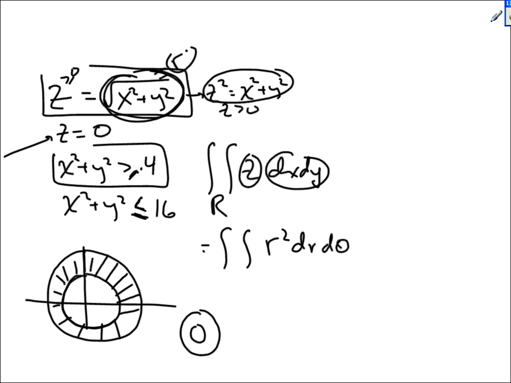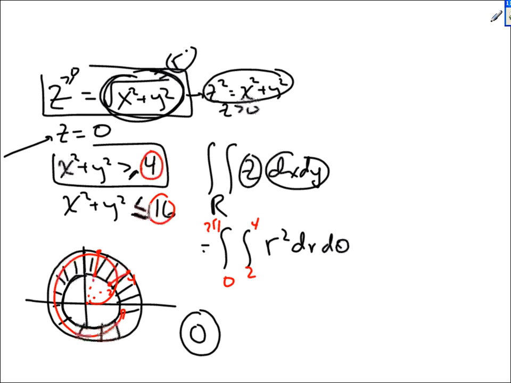Now, with respect to r, let's look at the bottom left picture. Here, r is 2 and 4. So r always goes from here to here, from 2 to 4. Okay, 2 to 4. That was quick. Theta goes from 0 to 2 pi, because it goes all the way around. And it's going to cut that out.